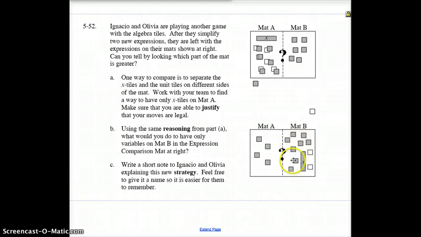Well, in order to cancel them on Mat B, since they're positive now, I need to cancel them with negative tiles. So I'm going to move these negatives in here to cancel. There's 2 of them. Here's a third one. Here's a 4th negative. Here's a 5th negative. And finally a 6th negative. So I added 6 negatives to cancel all the rest of the positives over here. Whatever I add to one side, I must add to the other. So I have to add 6 negatives.